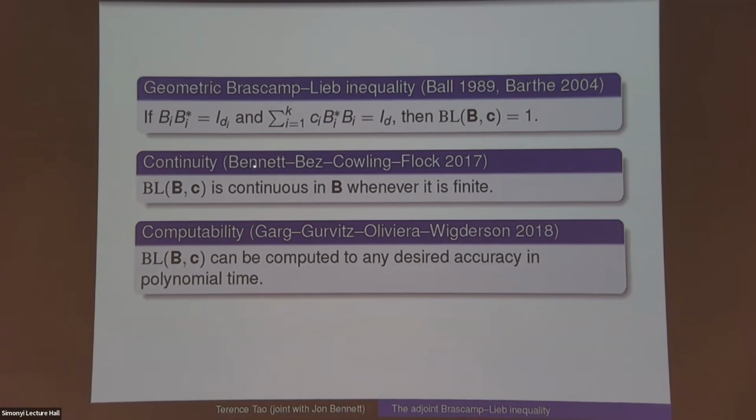There are some other nice results. We now understand how these constants depend on parameters a bit better. There was an important continuity result a few years back that if you wiggle the B's a little bit, the Brascamp-Lieb constant doesn't change very much. So it depends continuously on B as long as you restrict to the domain where it's finite. This opens up the possibility that it can be computed in reasonable time. Subsequently a group of computer scientists, Garg, Gurvits, Oliveira and Wigderson, observed, and this is an oversimplification, that roughly speaking, if you want to compute the Brascamp-Lieb constant to any accuracy, there's a polynomial time algorithm in the accuracy and the data.